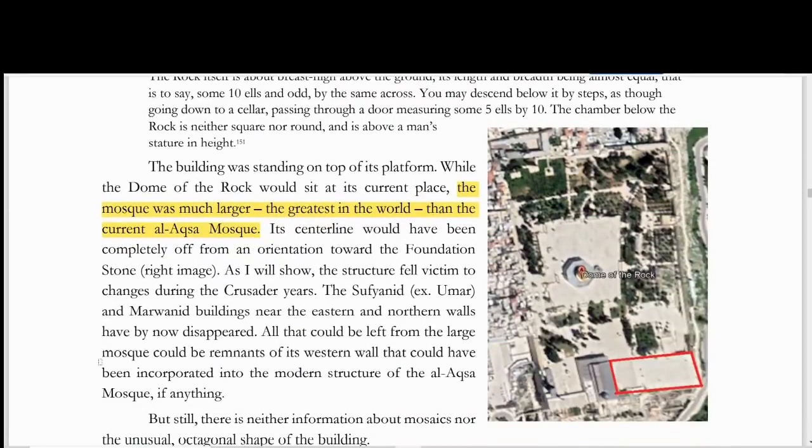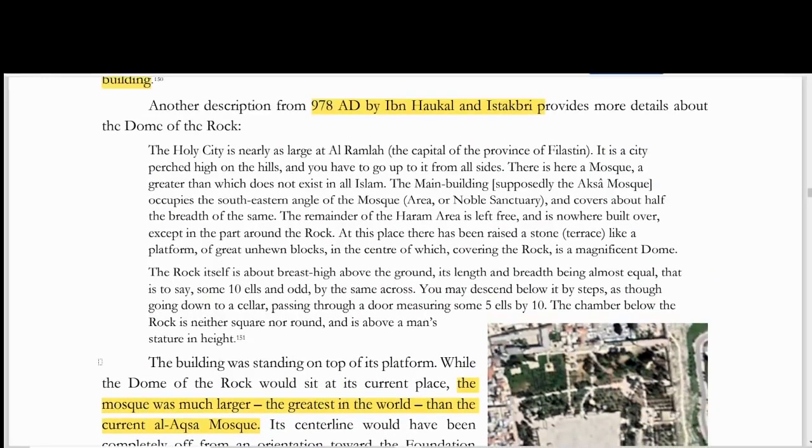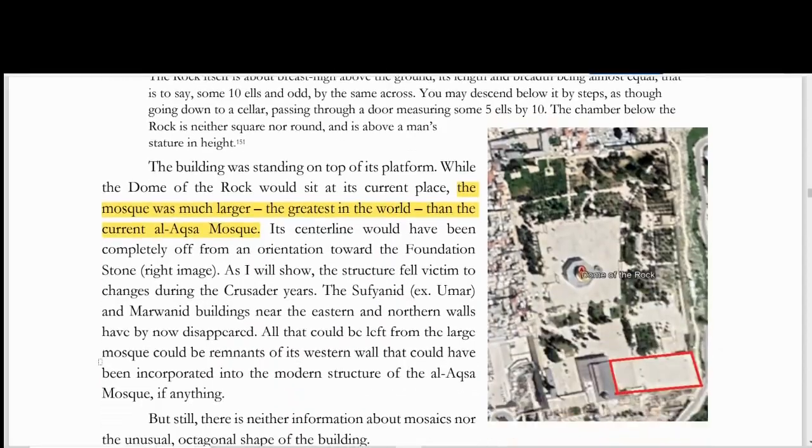Okay, and you can see down there, that's where he's positioning the Al-Aqsa Mosque. So he places it in the southeastern angle of the Temple Mount.